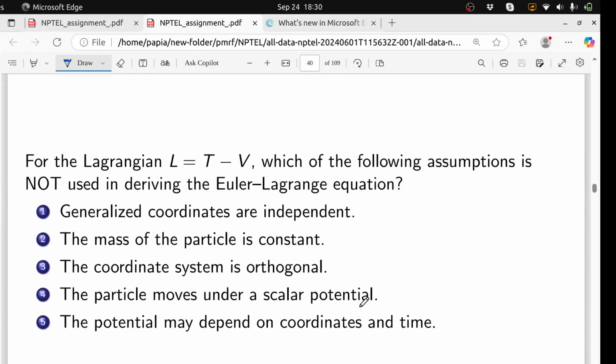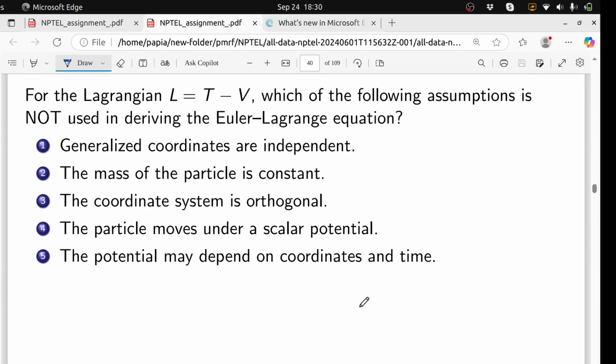Now question number 8. For the Lagrangian L equals T minus V, which of the following assumptions is not used in deriving the Euler-Lagrange equation? The options are: generalized coordinates are independent, the mass of the particle is constant, the coordinate system is orthogonal, the particle moves under a scalar potential, the potential may depend on coordinates and time.